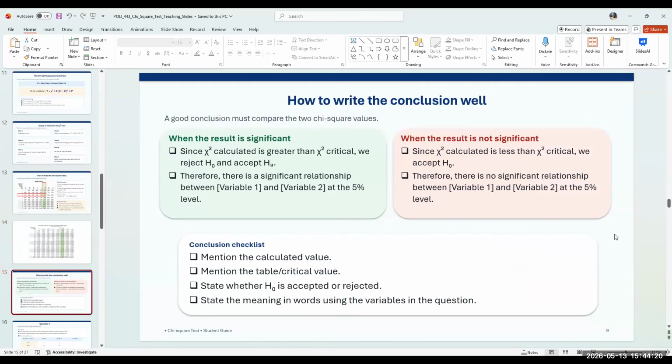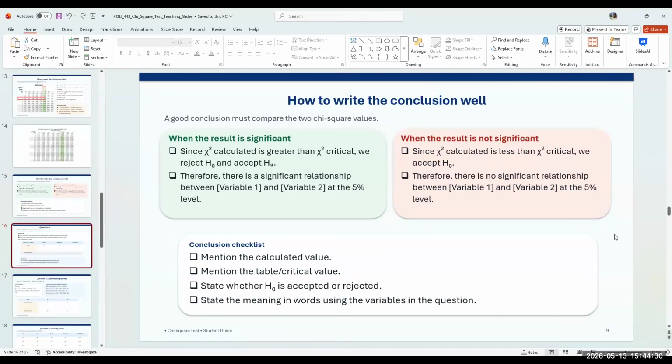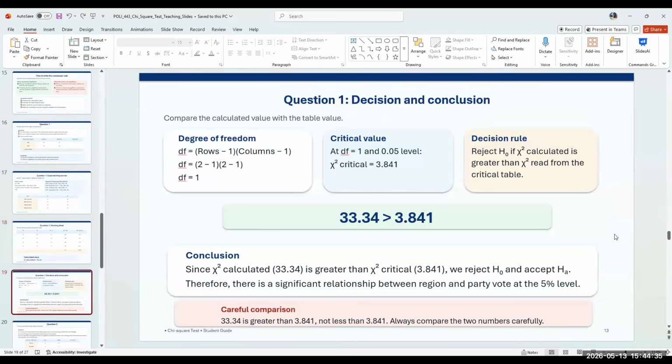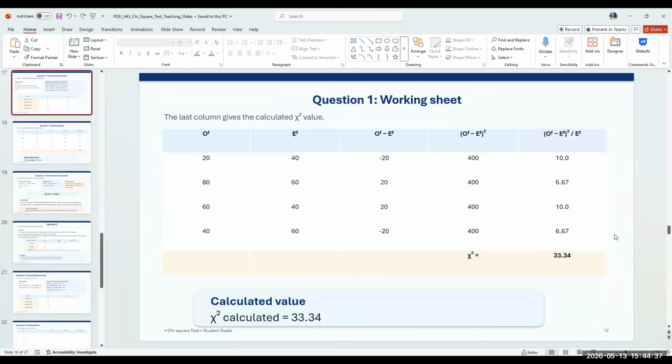So we looked at all this, that for example, if I'm writing, therefore, there is a significant relation between variable A and variable B at 5%. So the conclusion can be very simple and very slick in this manner, right? When we put that there. So we looked at this particular question for question 1. We solved it, and then you were all okay with it.